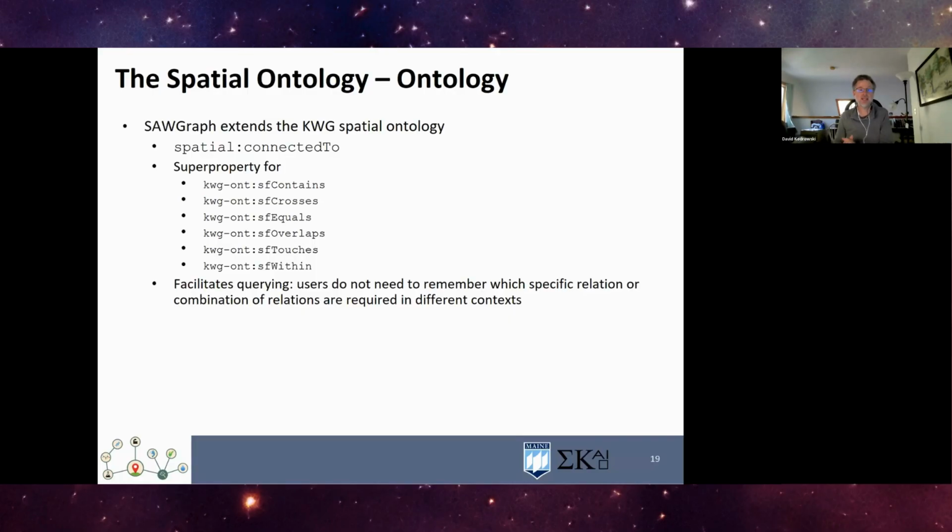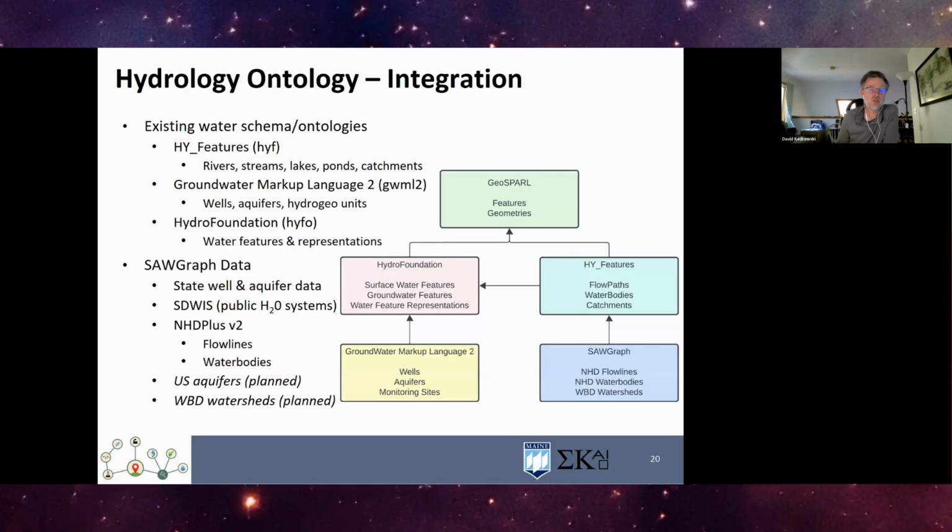The next couple of slides I have are going to talk about the hydrology graph. The story of the hydrology graph is really one of integration. Hydrology gets at the idea of surface water, so rivers, streams, lakes, ponds, catchment areas. And we also have to worry about groundwater as well, though, aquifers, wells that tap into those aquifers, hydrogeologic units. And to date, there really has not been much work done. There isn't an ontology, at least that we're aware of, that integrates the surface water and the groundwater.